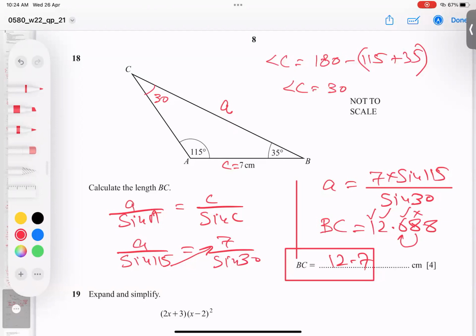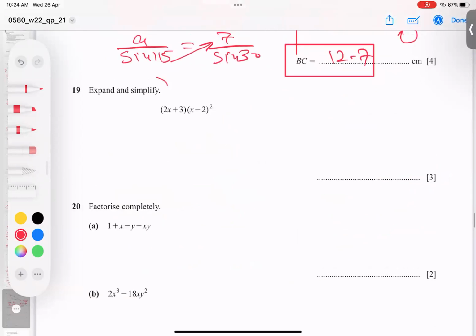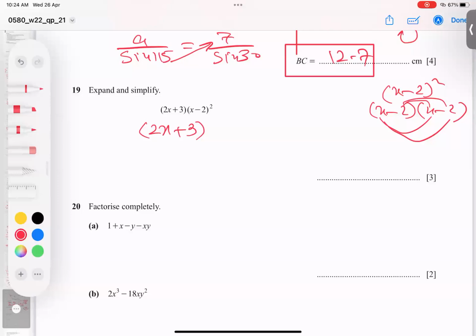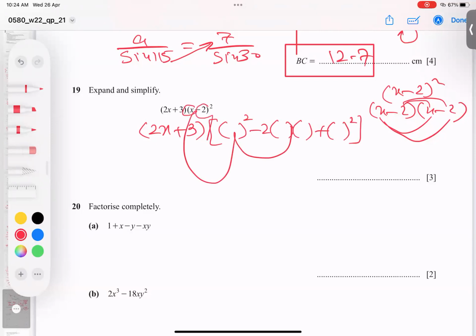So let's go for the next question, number 19, expand. First term 2x plus 3, I'm copying as it is. Here we have two choices. One choice: x minus 2 whole square, I write it 2 times and multiply, multiply, multiply, and multiply. The second choice is the squaring identity: first term square, 2 into first term, second term, plus second term square. I hope the point is clear.